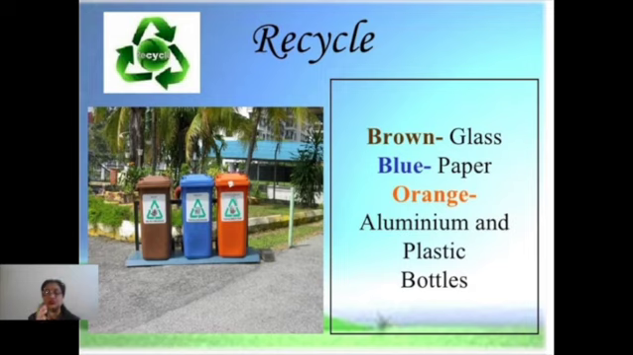Then blue bins are meant for the paper, right? All that paper has actually to be disposed of in blue bins. And the orange colored bin is meant for aluminium and plastic bottles and all, or the utensils and all. So in this way, we recycle all these things.